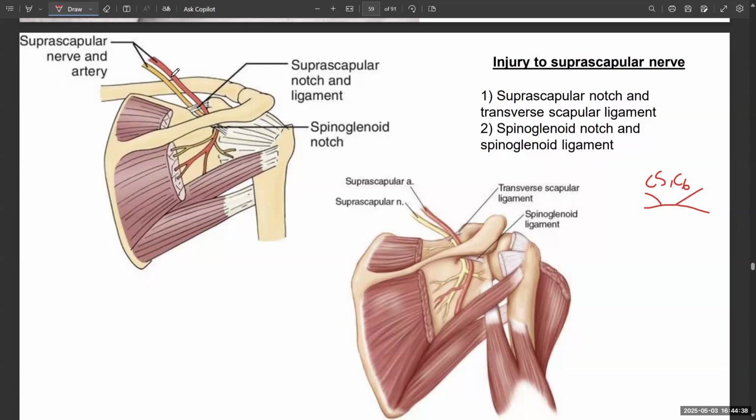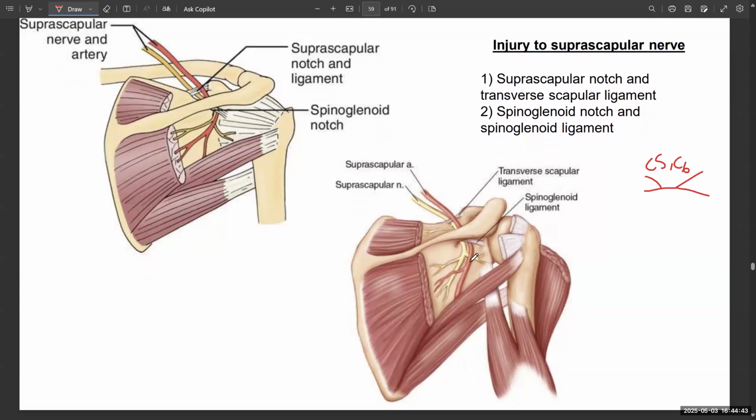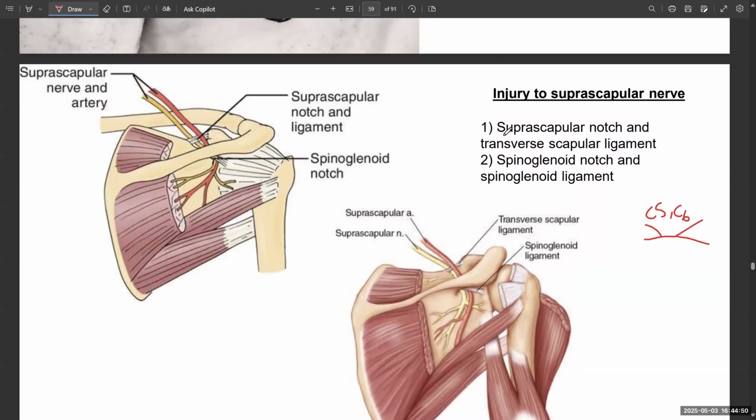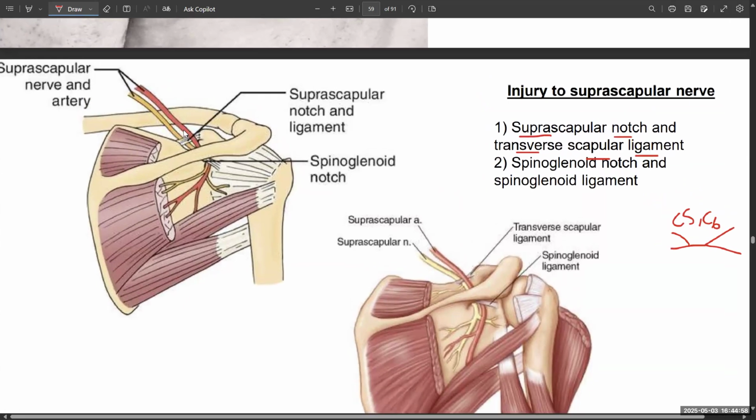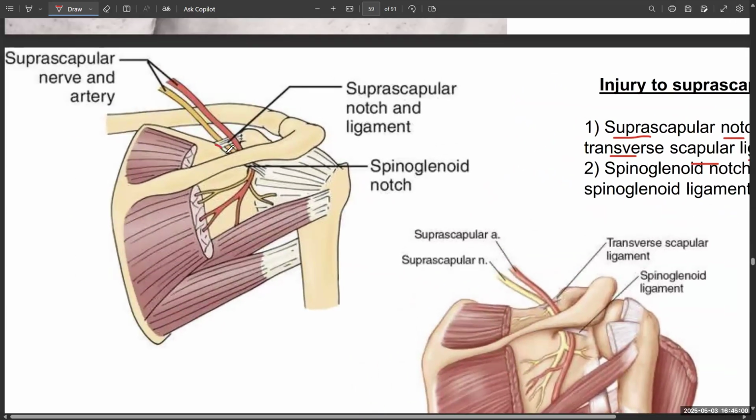Now, we're going to look at the course of the suprascapular nerve and see that if we have injury at different points, how would that affect our muscles and in turn the function of the muscles. So we talk about the suprascapular notch and the transverse scapular ligament. If you look here in this picture, it's very clear. You have this notch, it's going down, and then you have this ligament. These two things joined together, you can see an opening. This opening is called the suprascapular foramen.